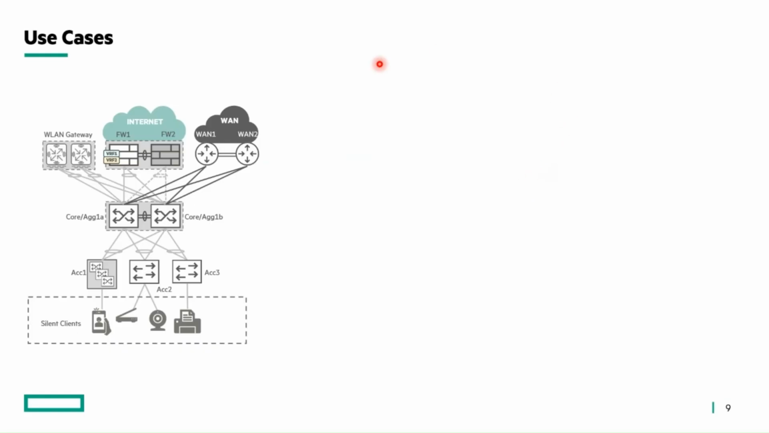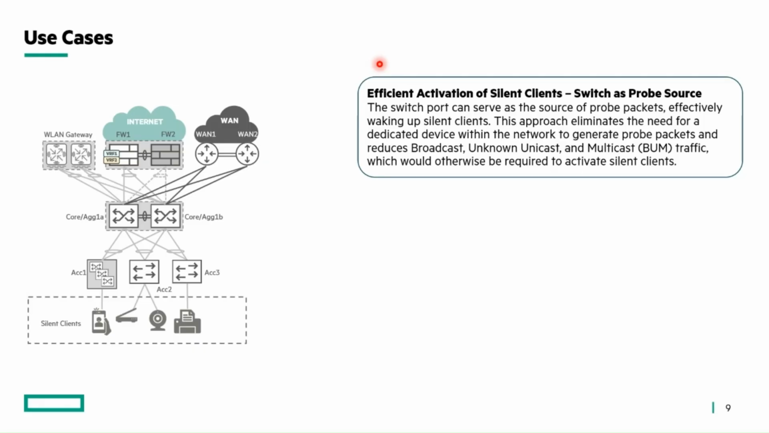I would also call out these use cases as customer benefits, like what benefit we will get if we enable this silent client probe feature. The first is the efficient activation of silent clients, where the switch acts as a probe source. Waking the silent clients is efficiently managed by the switch itself without the need for extra devices or servers. The switch will be sending the probe packets to wake up the silent clients.